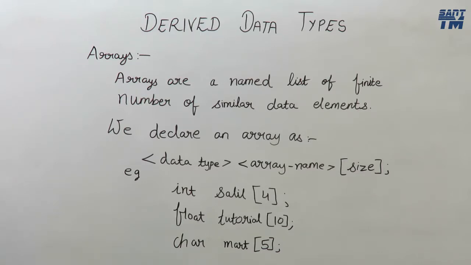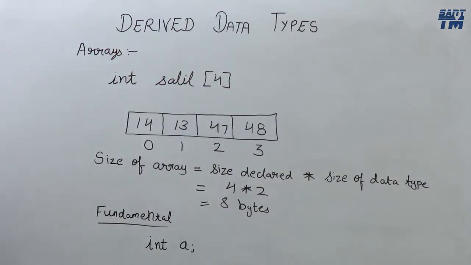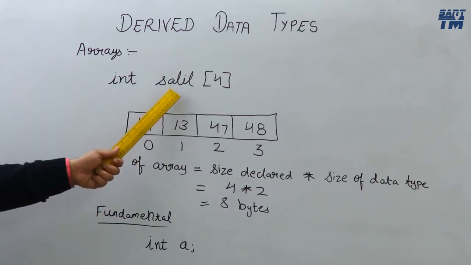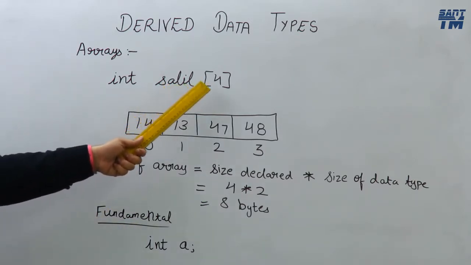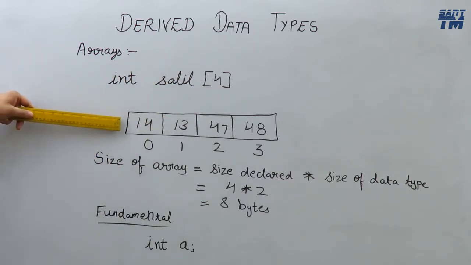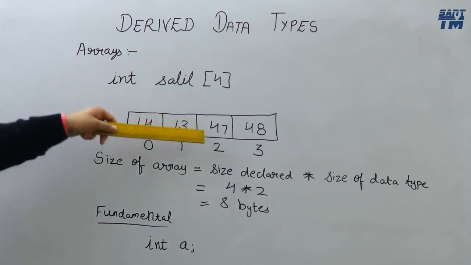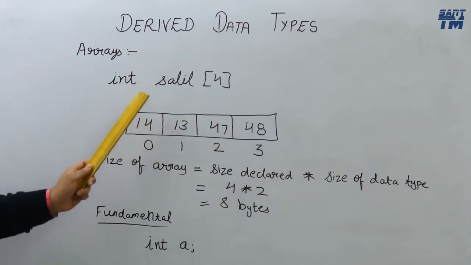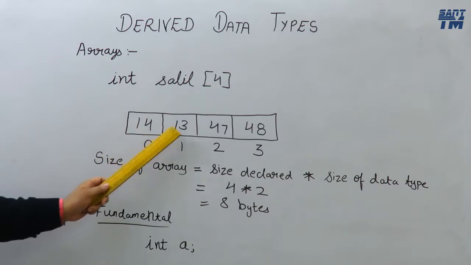You can note this down in your notebooks, and please ensure that you have noted down each and every point that I have spoken. Now here is an example of an array. I have declared an array named salil, that is a list named salil of 4 integers. This is the memory map in our program. There will be 4 columns. These 4 columns are for integers. Each column can hold an integer.